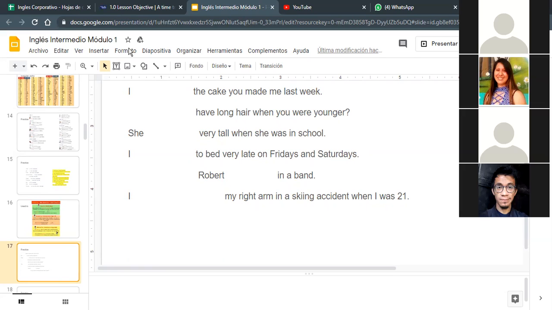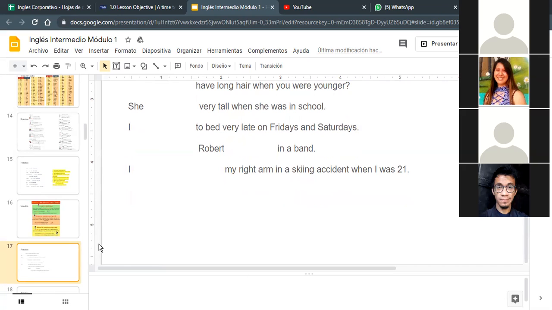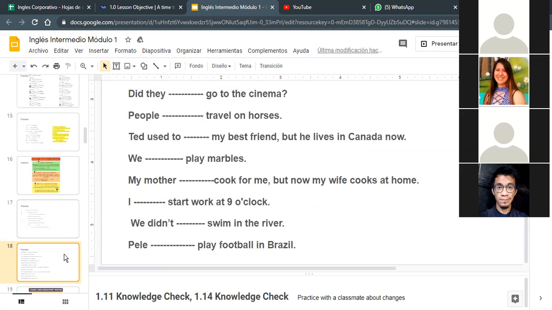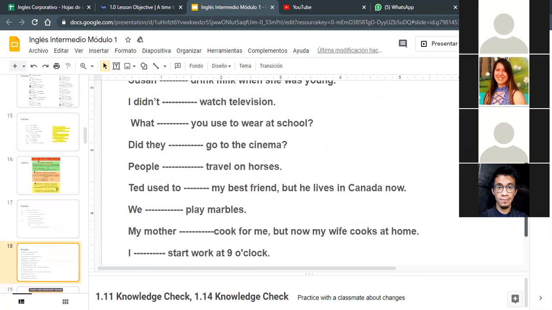Okay. So remember that we are going to use used to when it was like a routine that we were doing and now we don't do anymore, or the opposite. We didn't do a routine and now we do the routine, okay? I broke my arm. Yeah, that one is going to be I broke my arm. Okay, let me check how it's going to be the next one. Let's see. Okay, let's do this one as well.